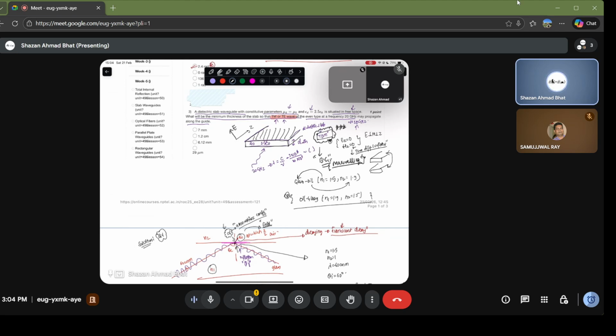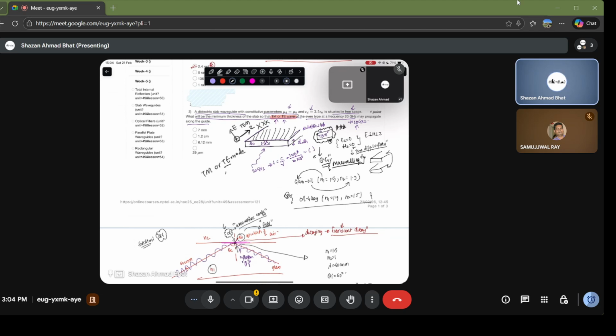This is the E field, and this will be the magnetic field, and this will be the Z direction. So this is exactly a transverse electromagnetic field, and it cannot propagate in a dielectric slab waveguide. Only TM or TE waves can propagate. And what is TE mode?